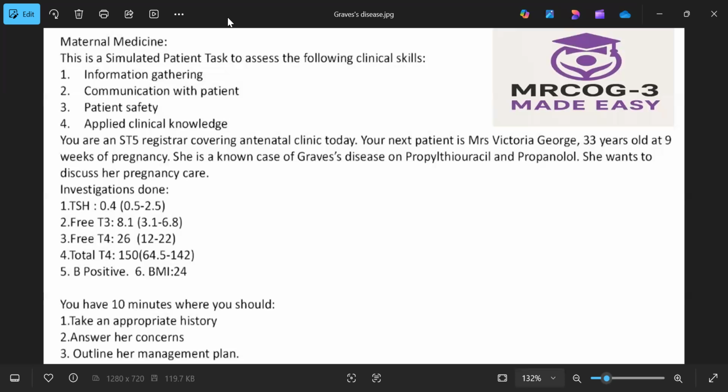Especially if it is very poorly controlled, they can go into heart failure and also a condition called thyroid storm. It is a medical emergency, Victoria, where the thyroid gland releases a large amount of thyroid hormone in a very short time. It is a rare complication, but it is a medical emergency, and they may have heart failure in that case.